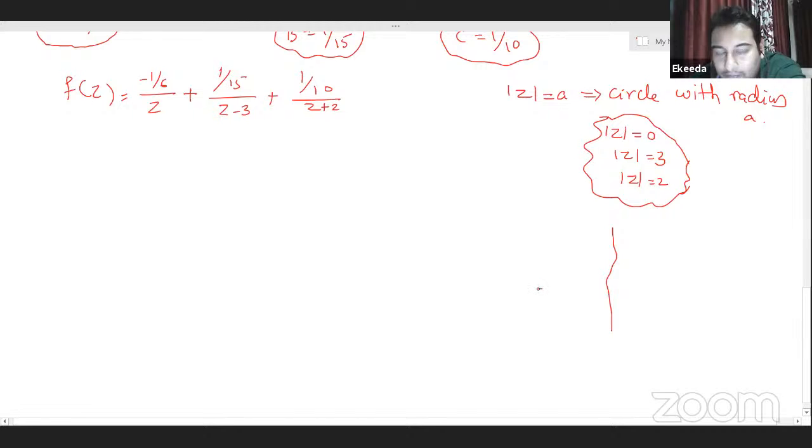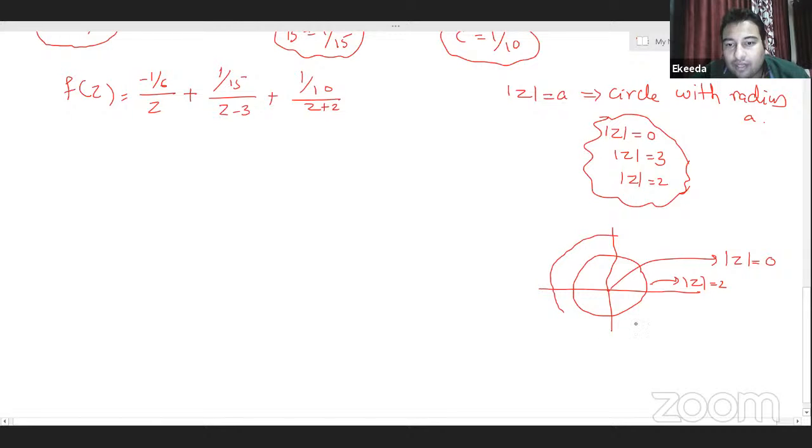Now let us draw these circles. Mod z is equal to 0. Mod z is equal to a is a circle with radius a. So mod z is equal to 0 means a circle with radius 0. Obviously, a circle with radius 0 means a point. So this is your mod z equal to 0. Next, mod z is equal to 2 means a circle with radius 2. And the last is mod z is equal to 3, a circle with radius 3.